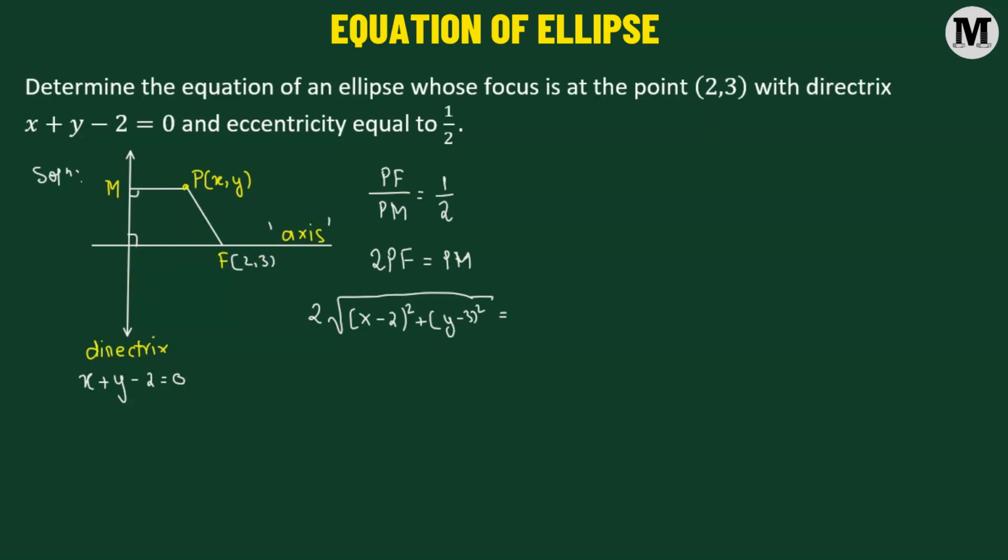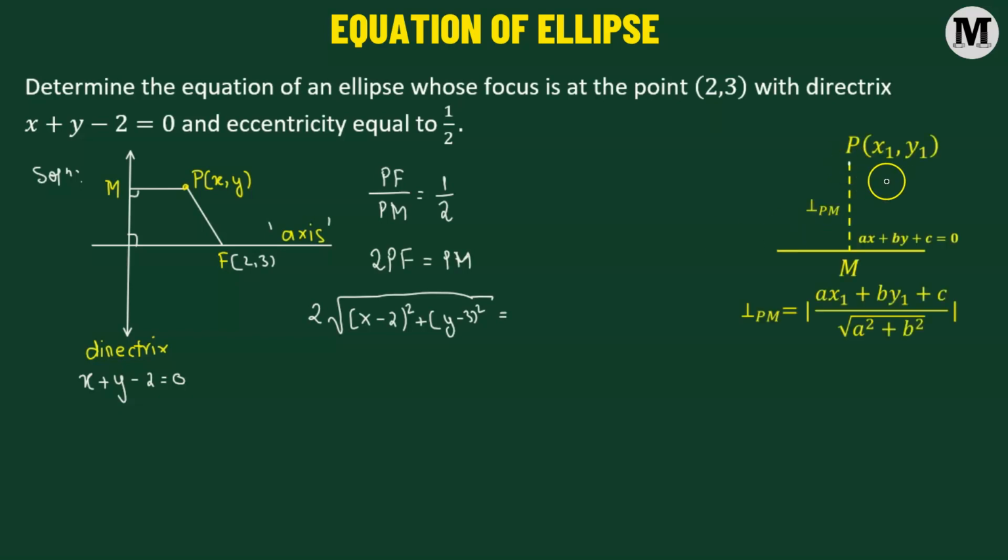Let's go through that formula. We have a point P with the coordinates (x1, y1), and we have a straight line ax + by + c = 0. This is the equation of the line expressed in its general form. We're going to drop a perpendicular from point P on the straight line, meeting it at M. Then this perpendicular distance PM is going to be given by the absolute value of (ax1 + by1 + c) divided by the square root of a squared plus b squared. So here a and b are the coefficients of x and y of the straight line.